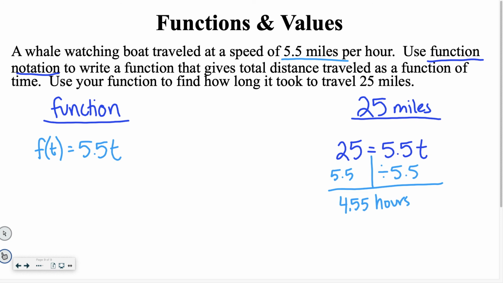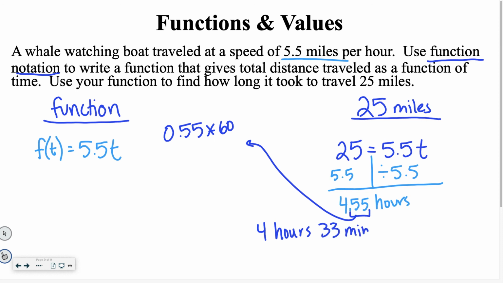If I wanted to convert the hours to minutes, it's okay to leave it at just 4.55 hours, but if you want to convert the 0.55 to minutes, you do 0.55 times how many minutes are in an hour? 60. So 0.55 times 60, and you get 33 minutes. Okay, again, I'll accept either way, 4 hours and 33 minutes or 4.55 hours. Both are perfectly fine.